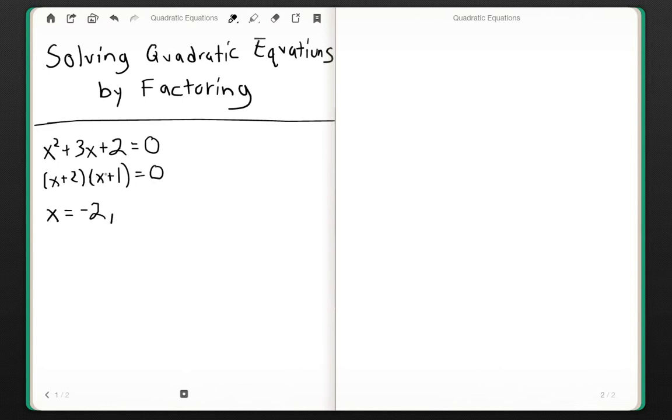We could also make this x plus 1 equal to 0, which would mean x would be negative 1. And then we would have 1 times 0, which equals 0. So by making either x plus 2 or x plus 1 equal to 0, the whole thing is equal to 0. So therefore, we have two solutions for x.